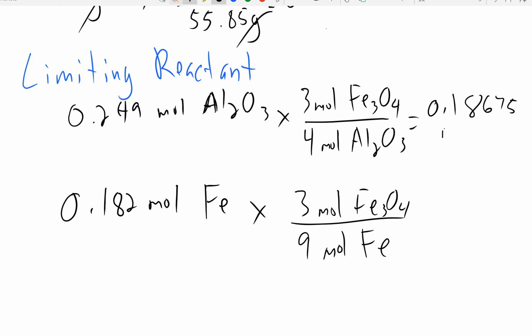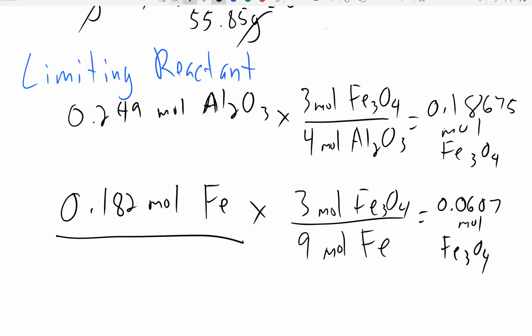moles of Fe3O4. And I can already tell you that the other one is going to be the limiting reactant, because 0.182 times 3 divided by 9 is going to give you 0.0607 moles of Fe3O4. So iron is our limiting reactant.